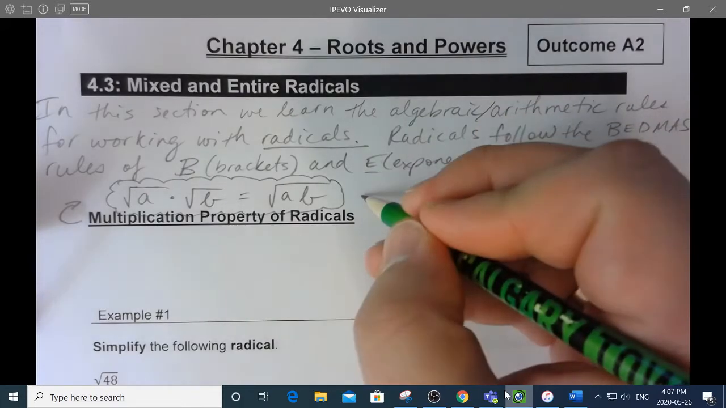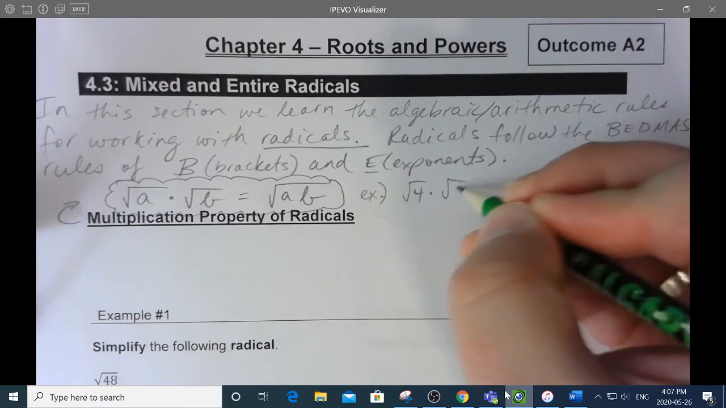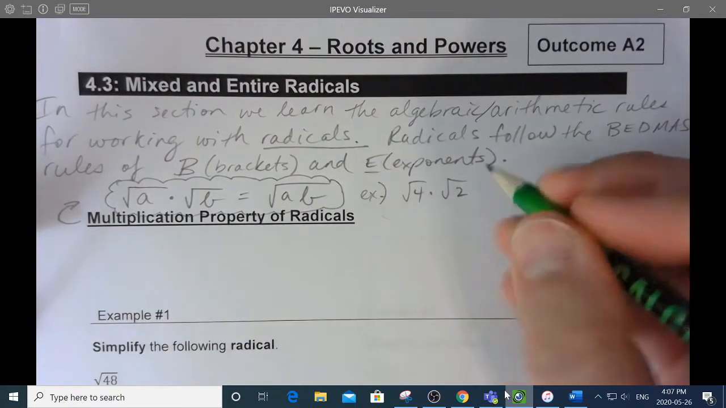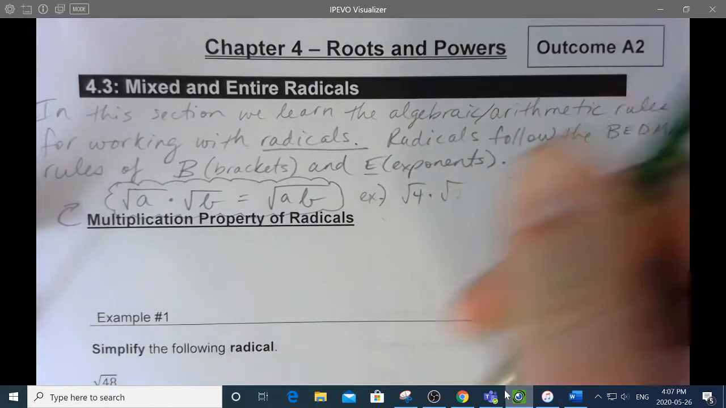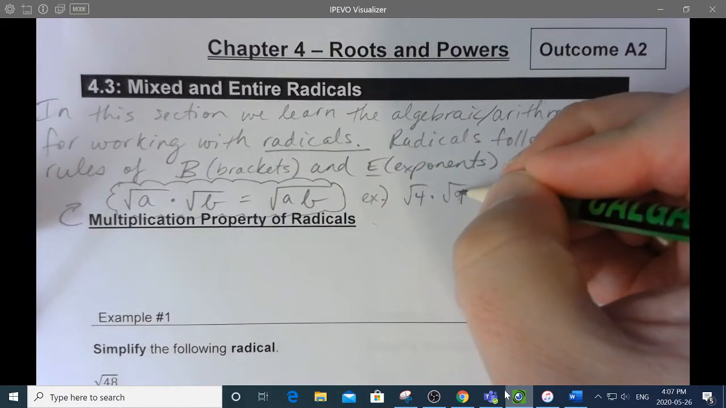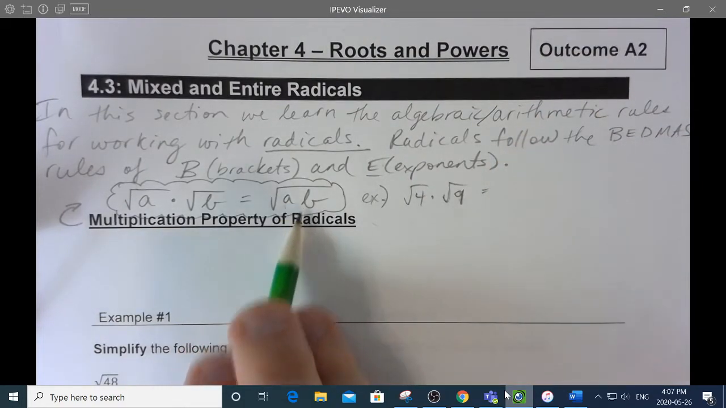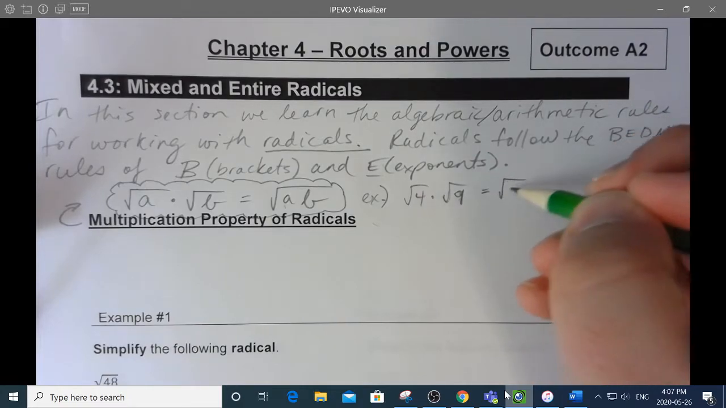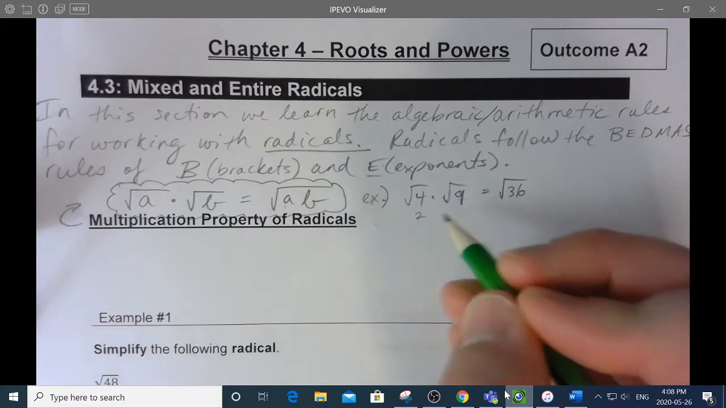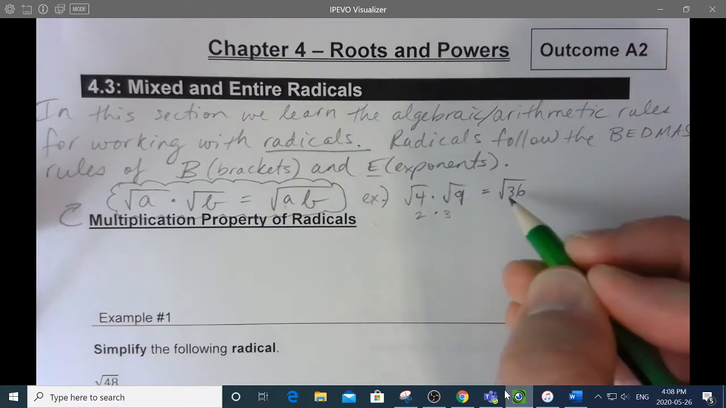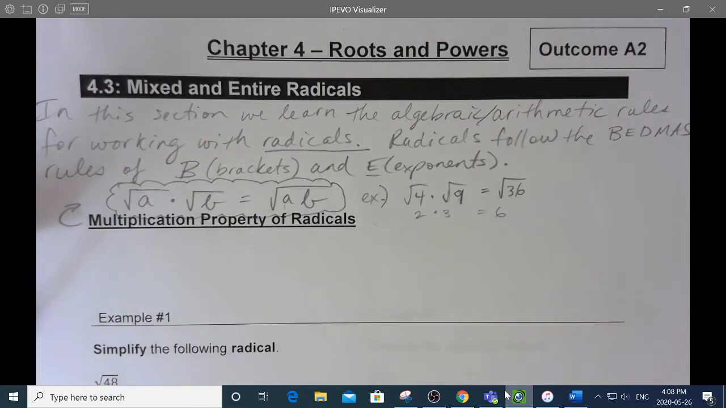I could even show you an example of that. Suppose we had the square root of 4 times the square root of 9. Sorry, I was thinking about the next step. According to this rule, I could multiply the 4 and the 9 together, and that should be the same as the square root of 36. Is that true? Well, let's see. The square root of 4 is 2, the square root of 9 is 3, and the square root of 36 is 6. So 2 times 3 is 6. Yep, that rule has to be true.